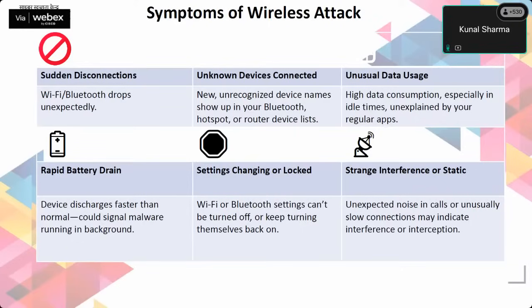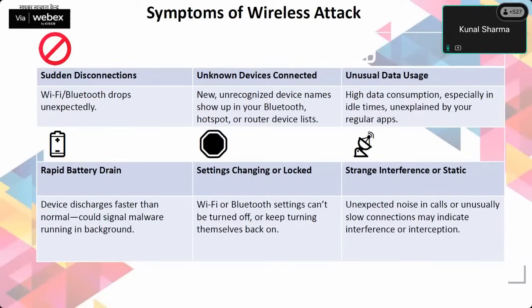Then there are unknown devices connected to your Wi-Fi. So you have to look at the router or the Wi-Fi screen to see who all are connected to your Wi-Fi. There will be unusual data usage. You are not using the data, but data is being lost at a very high rate. It may be that the attacker has added some crypto miner to your device, and it is using your device information and taking it to some attackers. So that unusual data usage you should monitor. Then rapid battery drain can also happen in these crypto mining cases.